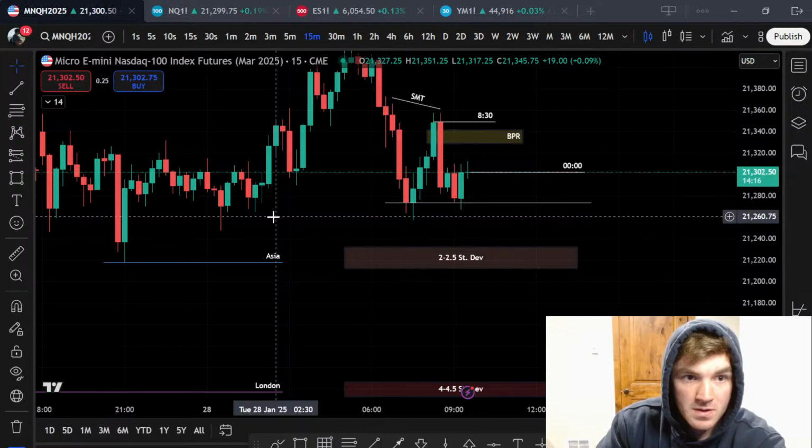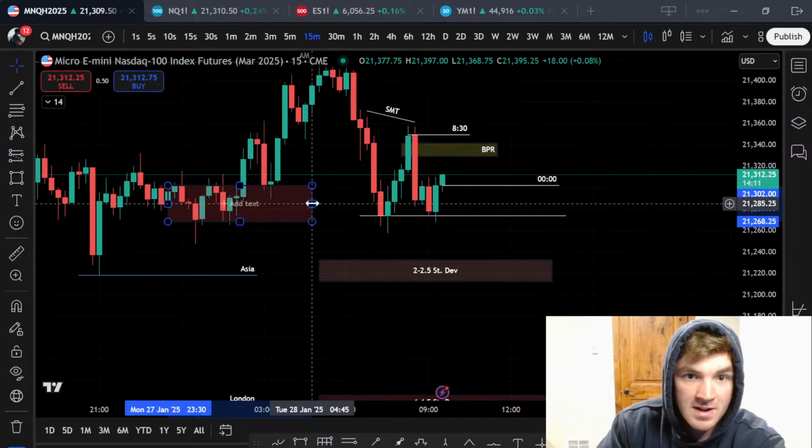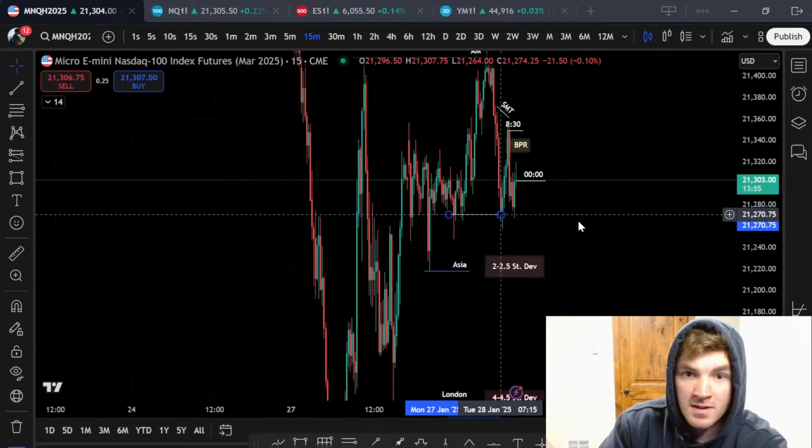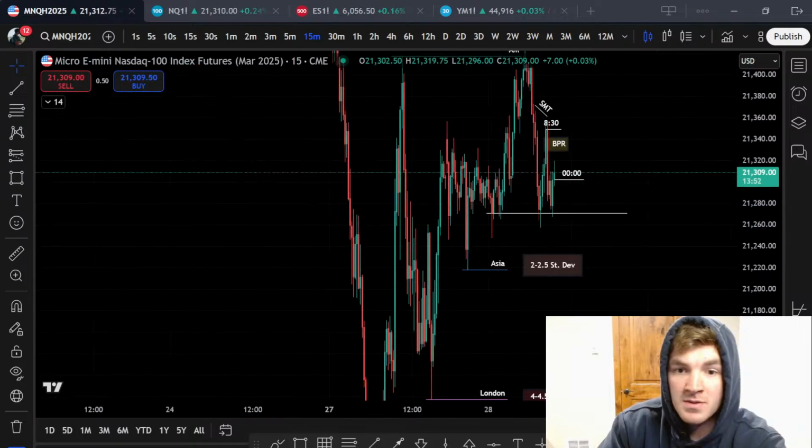I'd like to see this get closed below. Like these down closed candles all get closed below, as well as this one and this one. That would validate this as a breaker block, and then you could enter on that, but we'll just have to see. Right now we're just waiting.